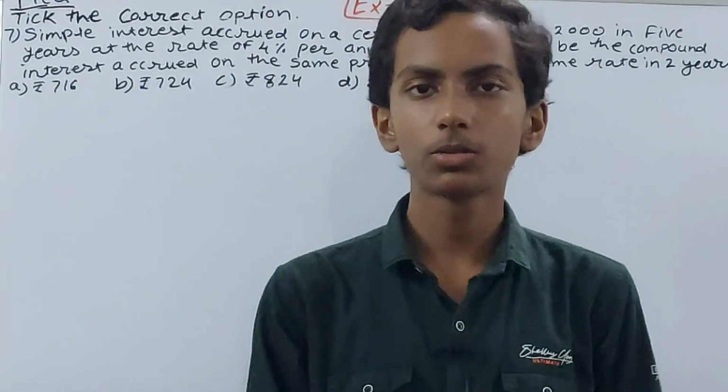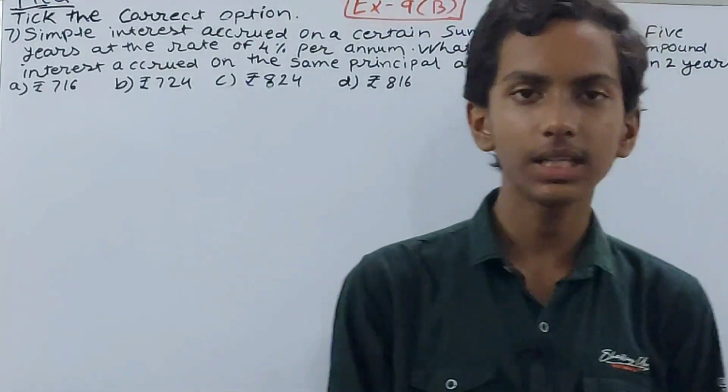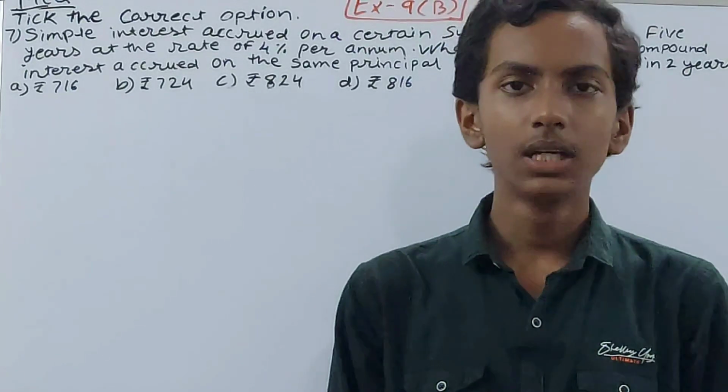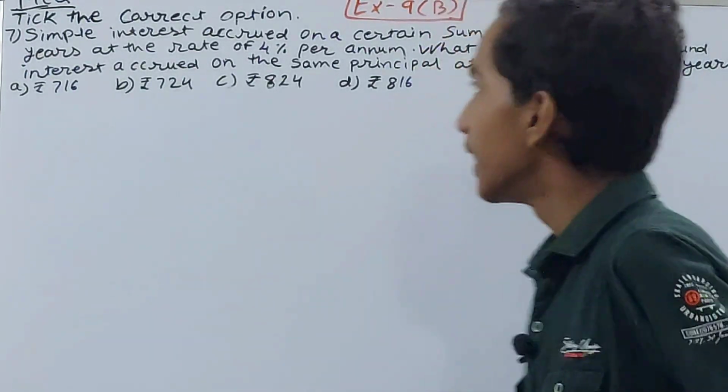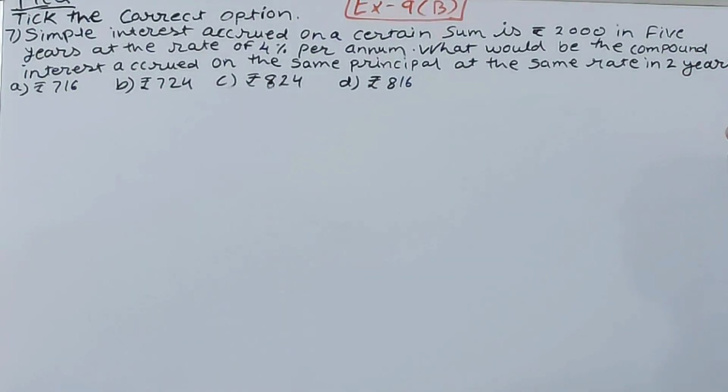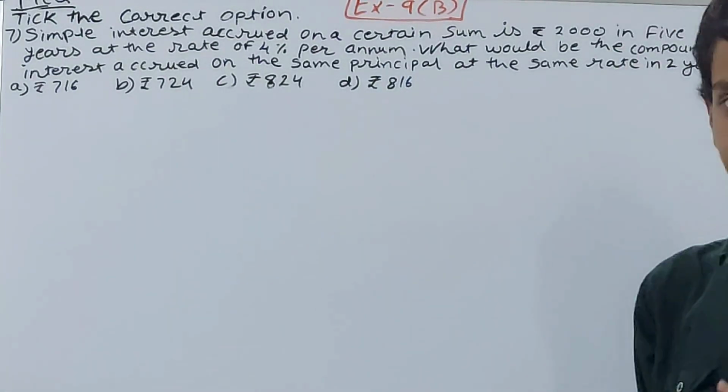In this video we are going to solve ICSE Mathematics Class 8 Chapter 9 Simple Interest and Compound Interest Exercise 9B Question 7. It is an MCQ question. The simple interest accrued on a certain sum is rupees 2000 in 5 years at the rate of 4% per annum. What would be the compound interest accrued on the same principal at the same rate in 2 years?